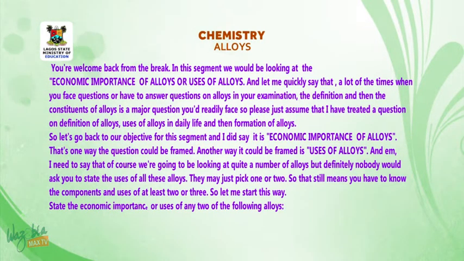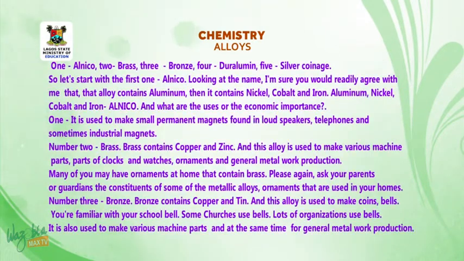So let me start this way. State the economic importance or uses of any two of the following alloys. One, alnico. Two, brass. Three, bronze. Four, duralumin. Five, silver coinage. So let's start with the first one, alnico. Looking at the name, I'm sure you will readily agree with me that that alloy contains aluminum, then it contains nickel, cobalt, and iron. Aluminum, nickel, cobalt, and iron. Alnico.